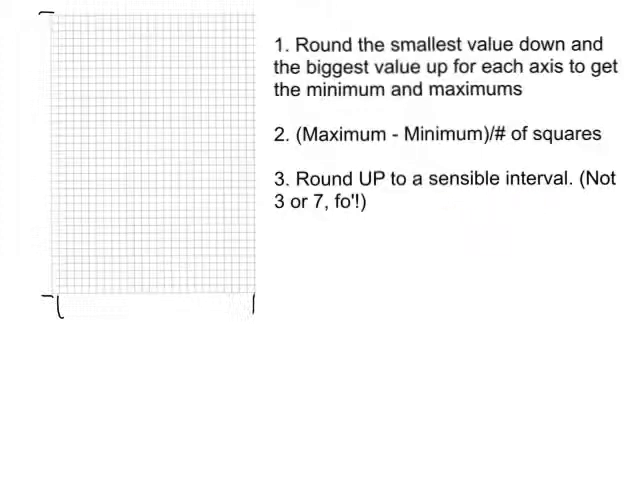1s, 2s, 5s, 0.5s, 10s, things that are easy to count by. If it comes up with something really close to 3, I don't want you to use 3, heaven forbid 7. Nobody wants to be counting blocks 3, 6, 9, 12. That's really obnoxious. So let's look at an example.